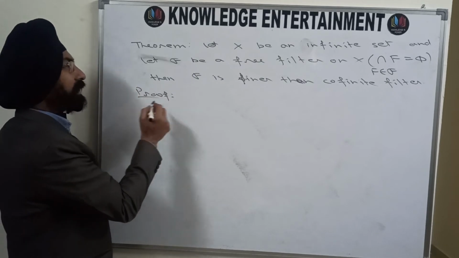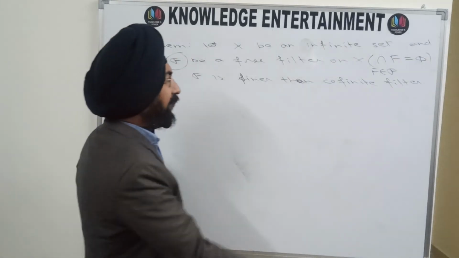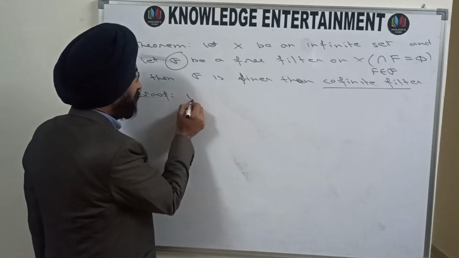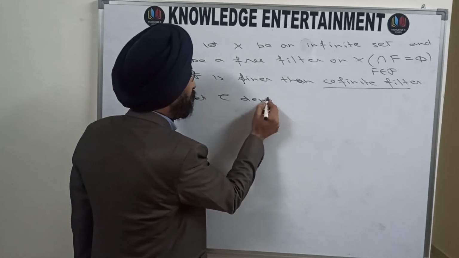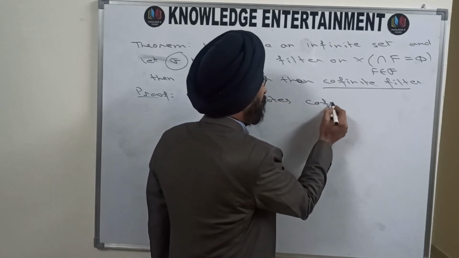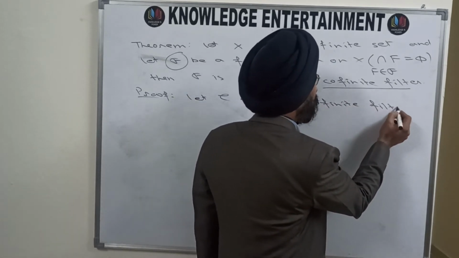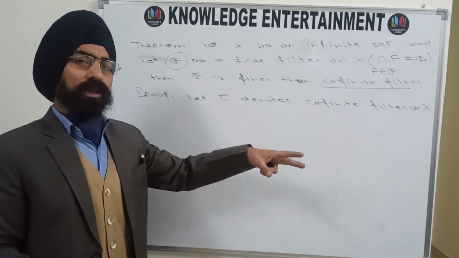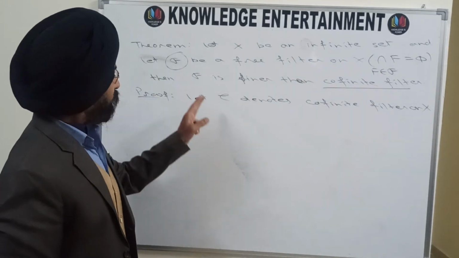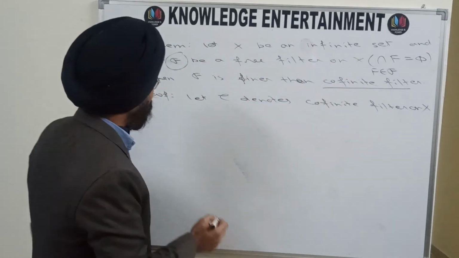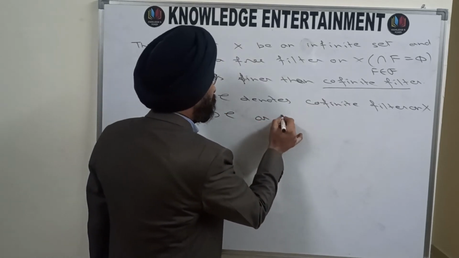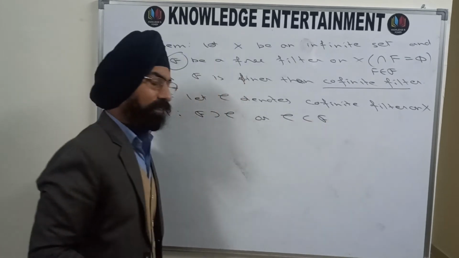Now let us see how to prove this theorem. This filter F is given to us, and we are also to talk about the cofinite filter. So let us name the cofinite filter as C. Let C denote the cofinite filter on the set X. That means C contains all those subsets of X whose complement is finite. And what we have to show? We have to show that F is finer than the cofinite filter. That means we are to prove that F contains C, or C is a subset of F.